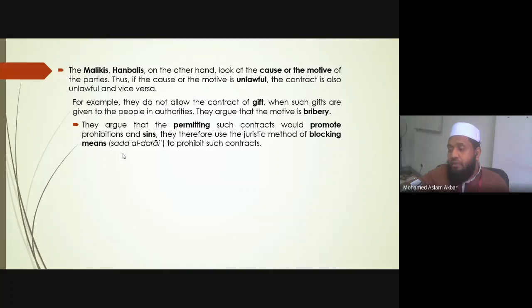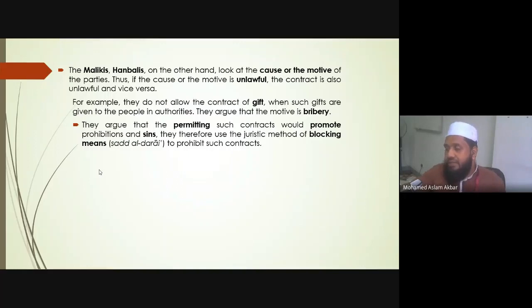For example, they do not allow the contract of gift when such gifts are given to people in authority. For example, if someone is giving a gift to any politicians or authority people in offices, especially in the government sector, it looks from outside that for sure they are bribing. It's called bribery. If you pay something to the police, it looks like you want to stop him from looking at you, or maybe you want to hide your mistakes.